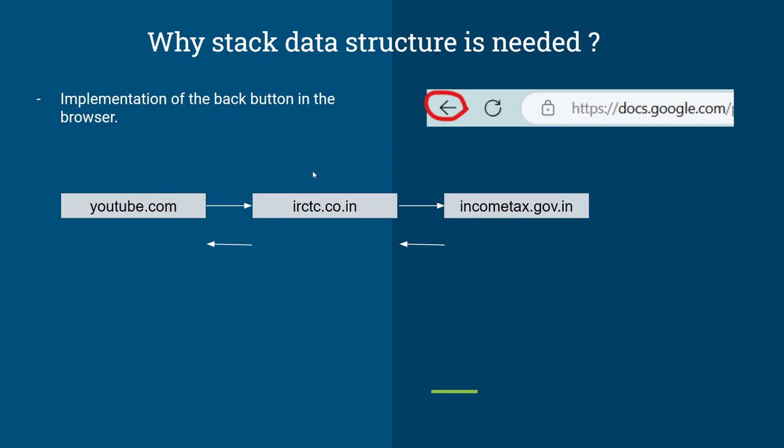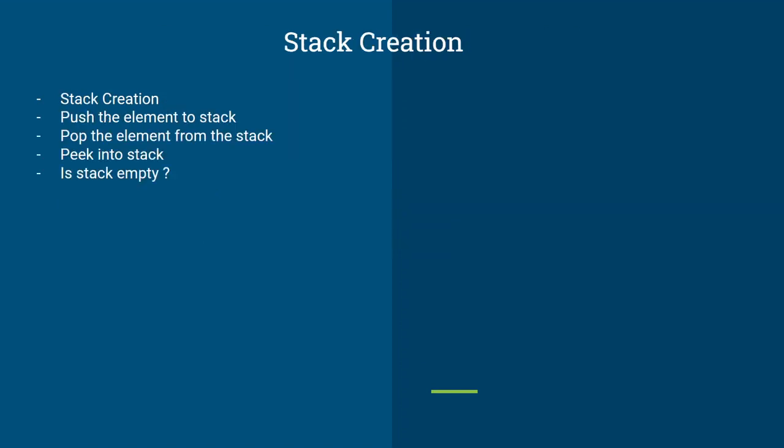So as you can see, I am observing this last in, first out. This was the last website that I visited. So when I click back, this goes out, and this IRCTC website is the one that we see on the browser tab, right? So this is one such example. What are the different operations that we can do with a stack? For example, pushing an element into the stack, popping an element from the stack, peeking into the stack, and checking whether or not the stack is empty.